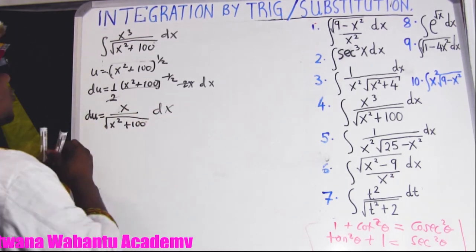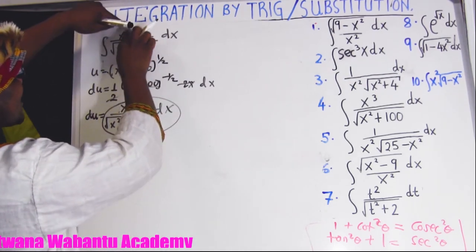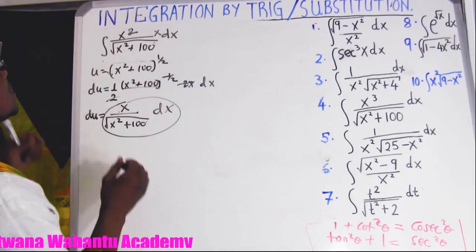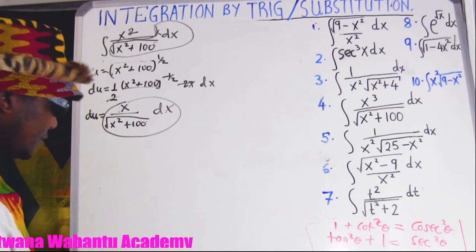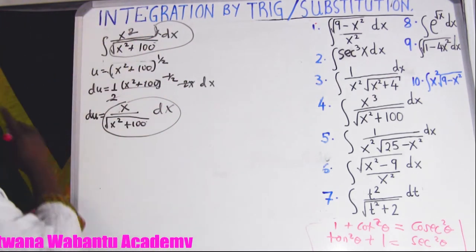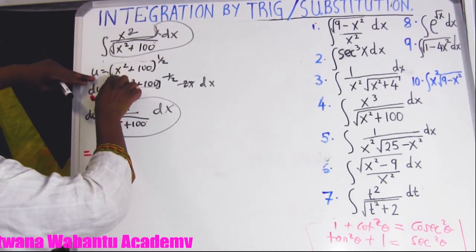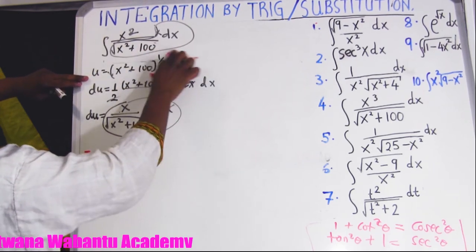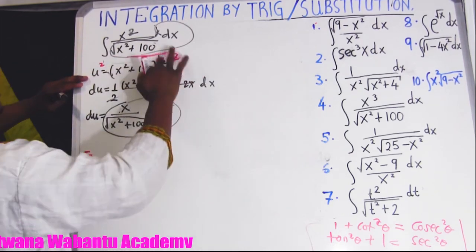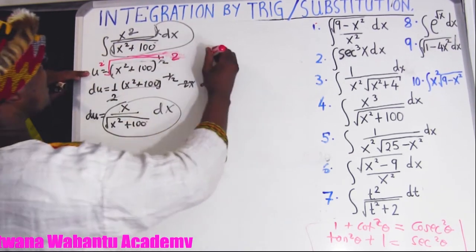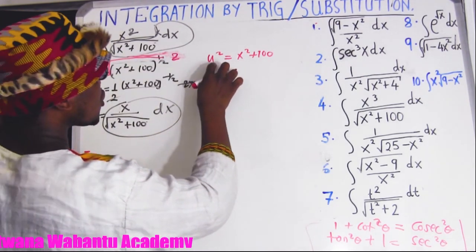So look, if I look carefully, you know what I'm going to do? X dx over this, I can separate this x and put one x here. So this is equal to du. You see? Now, what is x squared? I can get it from here. If you square this, it's going to be u squared equal to x squared plus 100. So if I want to get x squared, I get x squared equal to u squared minus 100.